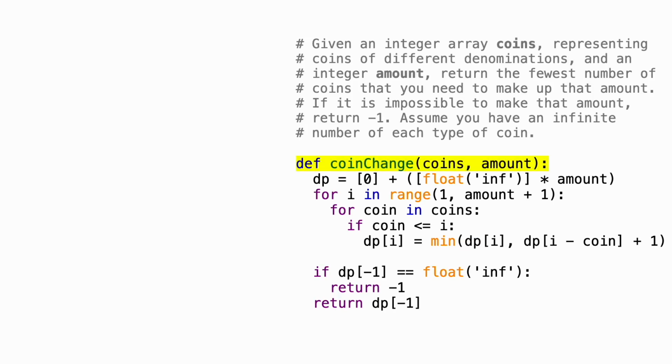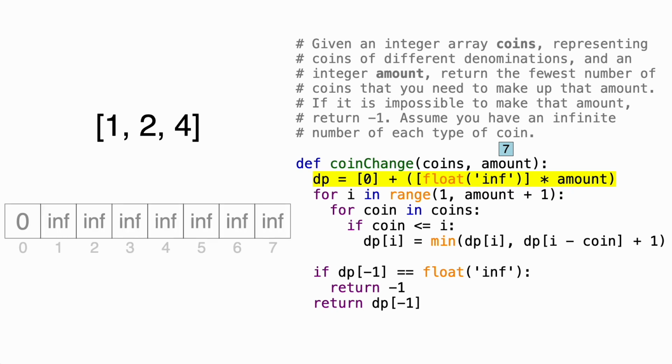Let's say the coins are 1, 2, and 4, and the amount to make is 7. We'll start by creating our dynamic programming array, which I'll call dp. This array needs to go until index 7, so it needs 8 elements. And this right here is kind of a cool Python way of doing it. So we're first going to create a list with just 0 as its only element, and then concatenate that with a list of length 7, and fill it with infinity, so it looks like this.